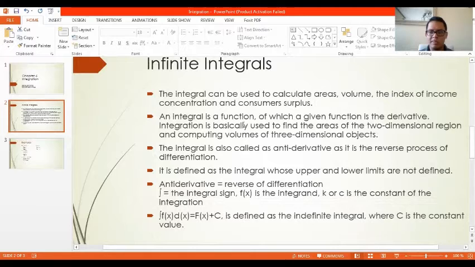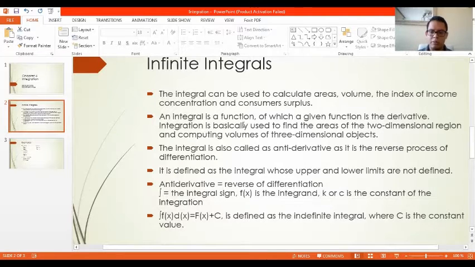It is visually represented as an integral symbol, a function, and then a dx at the end. The indefinite integral is an easier way to symbolize taking the antiderivative. The integral is also called the antiderivative as it is the reverse process of differentiation. It is also defined as an integral whose upper and lower limits are not defined. For example, a way to interpret the integral equation would be the integral of f of x with respect to x equals capital F of x plus c. If you differentiate, F prime of x will get you f of x.